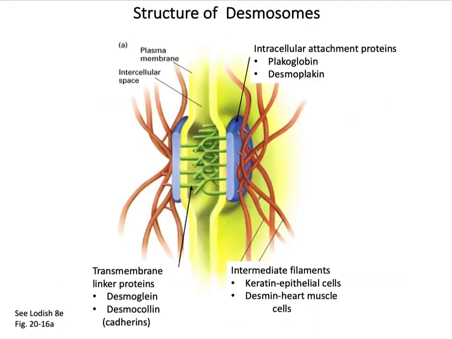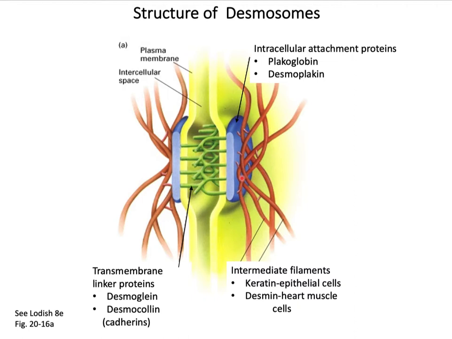This is another drawing of the desmosome to help you understand the structure a little bit better. The transmembrane linker proteins in desmosomes are called desmoglein and desmocollin, and these are actually members of the cadherin family. So remember, cadherin was a transmembrane linker protein in the adhesion belt. So cadherin is also a transmembrane linker protein in the desmosome because desmoglein and desmocollin are members of the cadherin family.